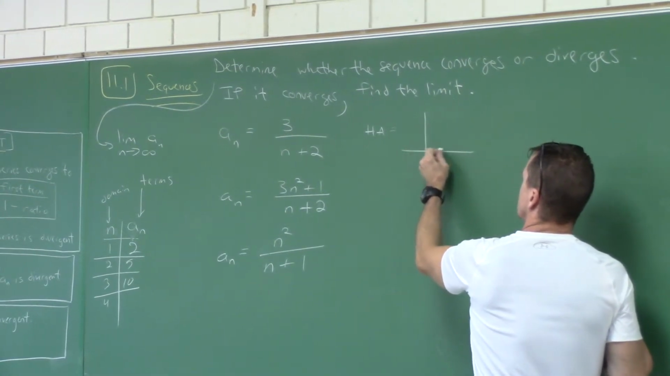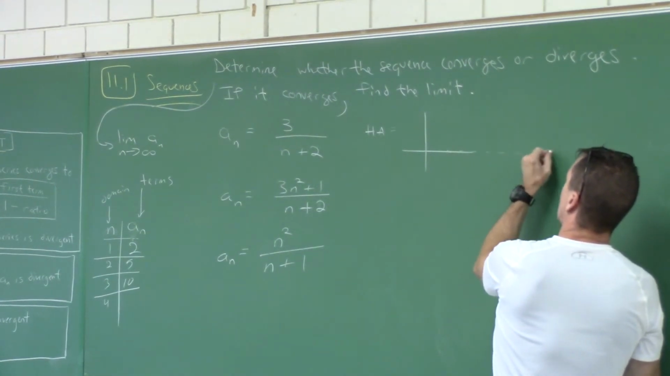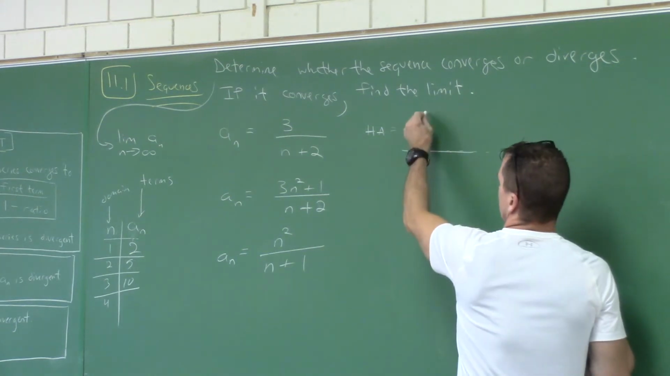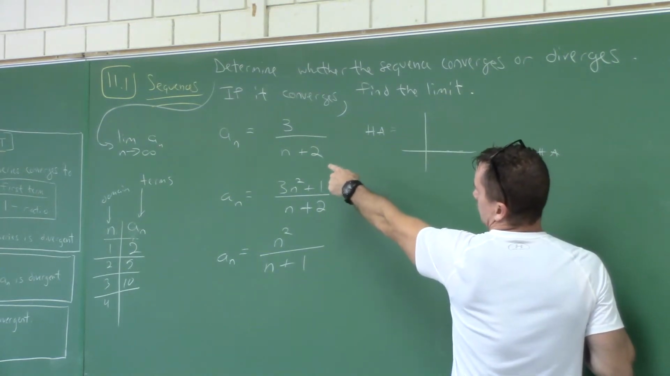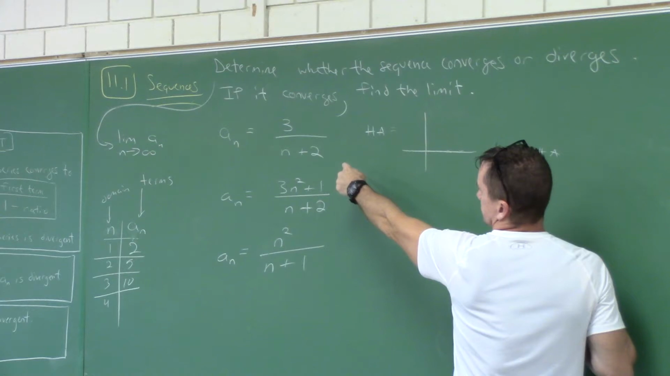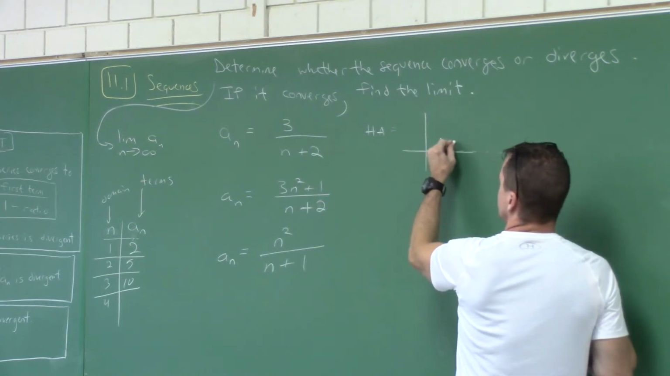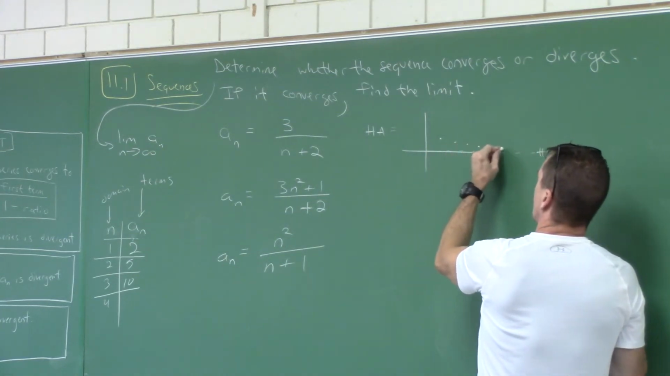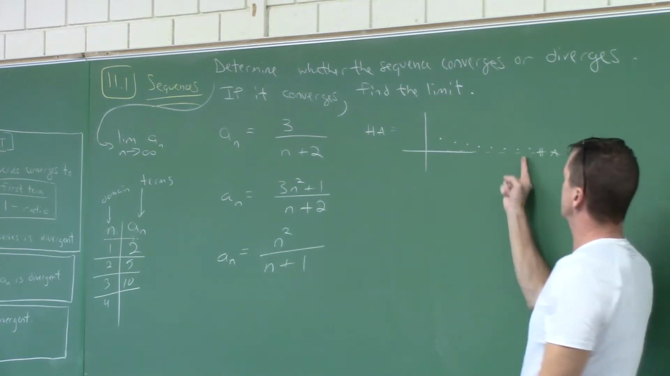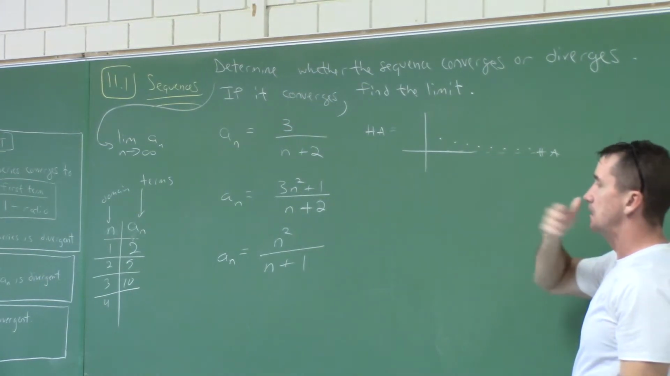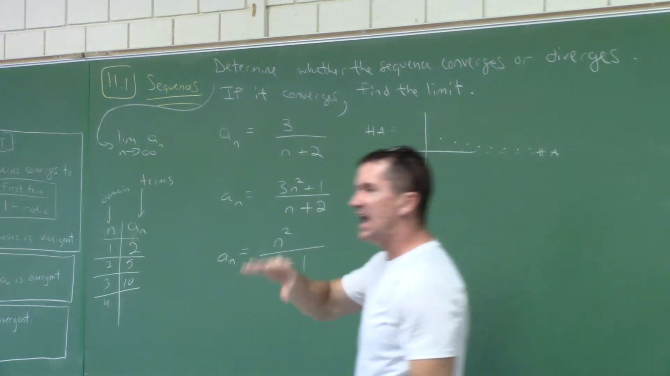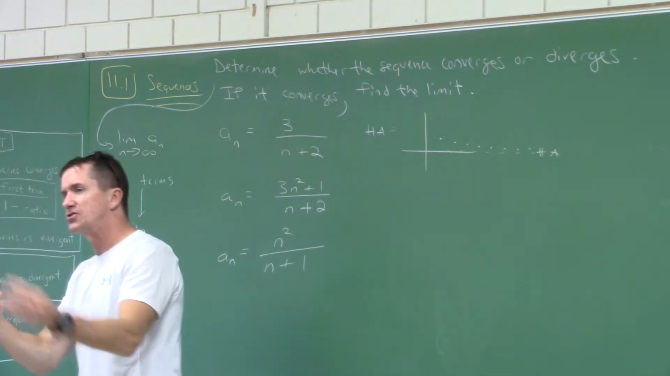So what would this graph do? It would just keep approaching this horizontal asymptote as you keep increasing that. Like plug in a 1. What's 3 over 1 plus 2? 1. Okay, so at 1 it's 1, but it'll just keep getting closer and closer and closer to this horizontal asymptote. So what's it heading towards? Think of it as a sub n, the terms. Where are the terms heading for?